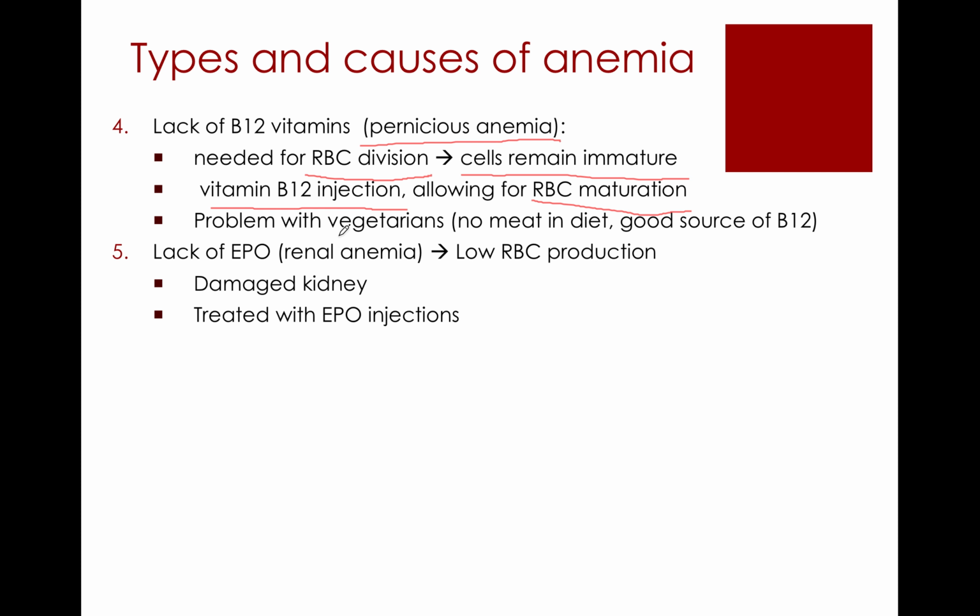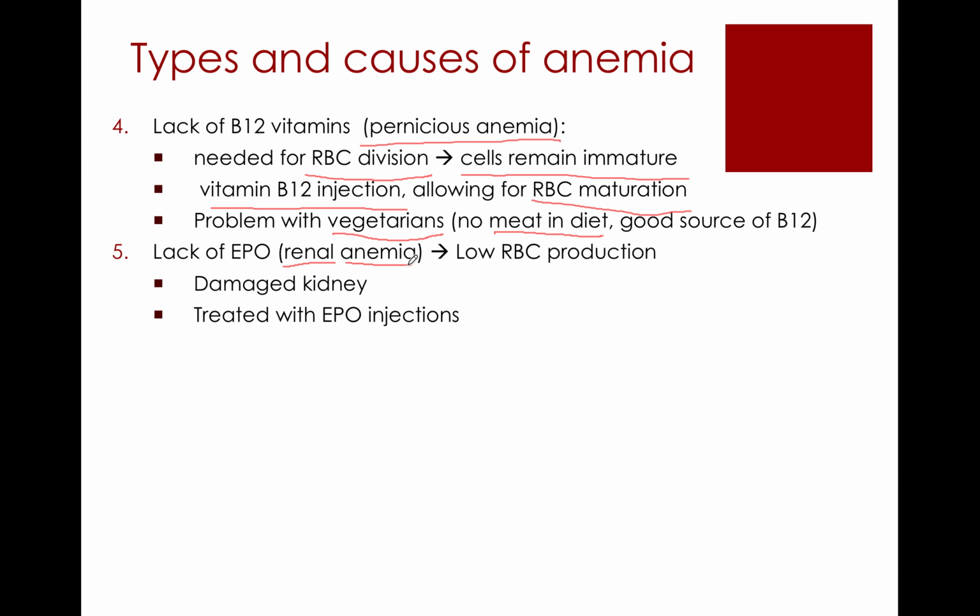If you are a vegetarian, you're more susceptible to this type of deficiency because there is no meat in your diet, which would basically bring in vitamin B12. So basically, you can consume foods that are rich in vitamin B12, or take supplements of vitamin B12 to help with pernicious anemia. The last one, which is very interesting, is associated with your kidney, hence the name renal anemia.